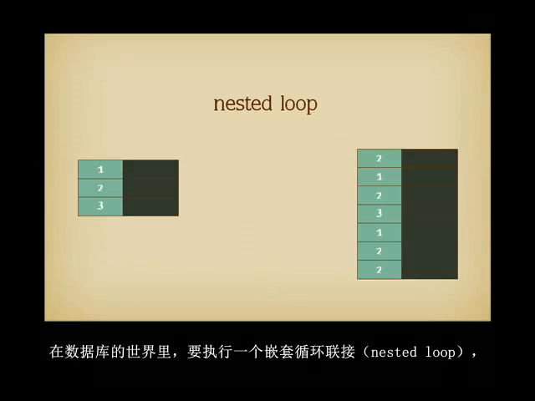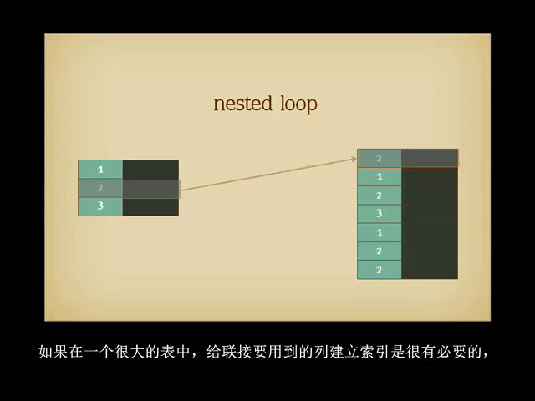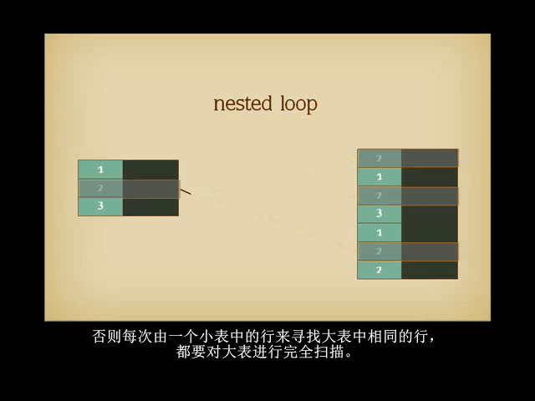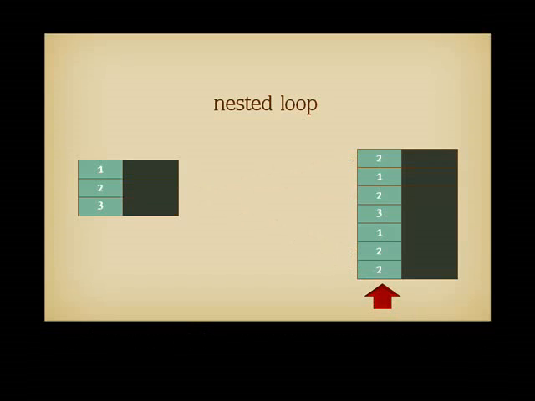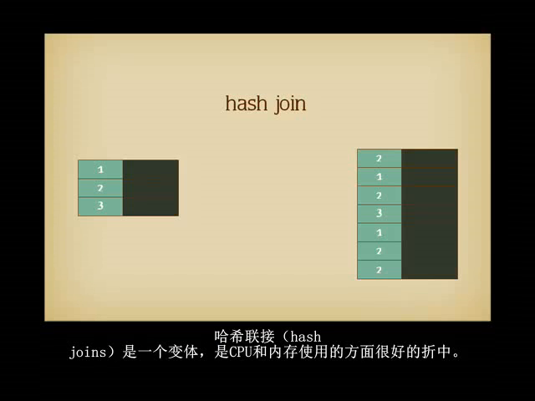In the dry world of databases, to perform a nested loop, an SQL engine will scan the smallest of the two tables, then find in turn the matching rows in the other table. It is very important that the column used for the join is indexed in the bigger table, because otherwise you would have to scan it each time you consider a new row in the smaller table. We have seen how merge joins work. Hash joins are a variant that is a good compromise in terms of CPU and memory usage.